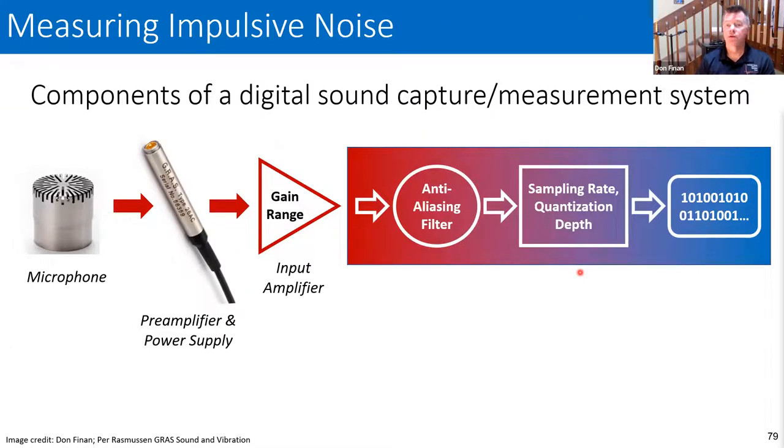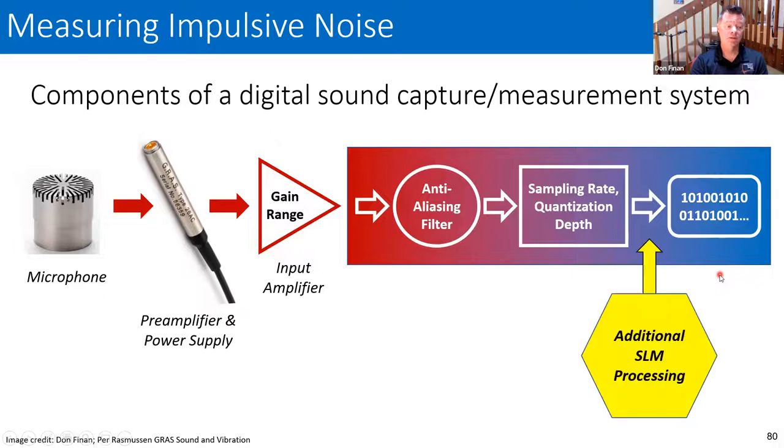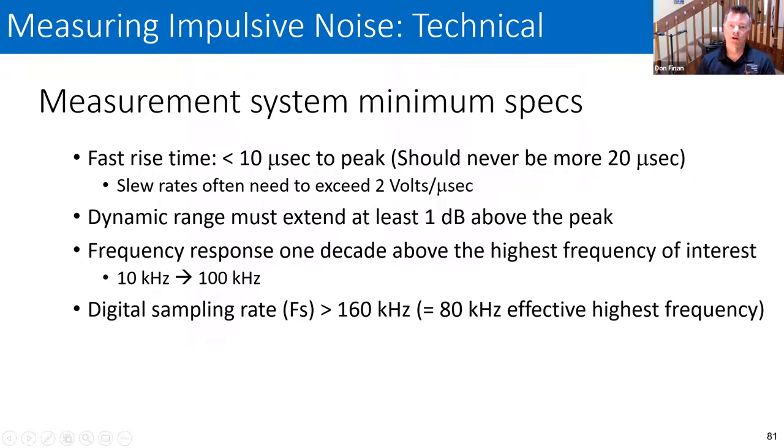This is the process of going from an analog signal that we would get from a microphone to a digital signal that a computer can recognize as a series of ones and zeros. And in that process, once we've converted to a digital signal, we can do all sorts of things in terms of processing the waveform. We can filter it. We can look at time constraints. We can average it. We can do lots of different things that are happening within the sound level meter or digital acquisition system. So what are the minimum components we need for this to work with impulsive type of signals?